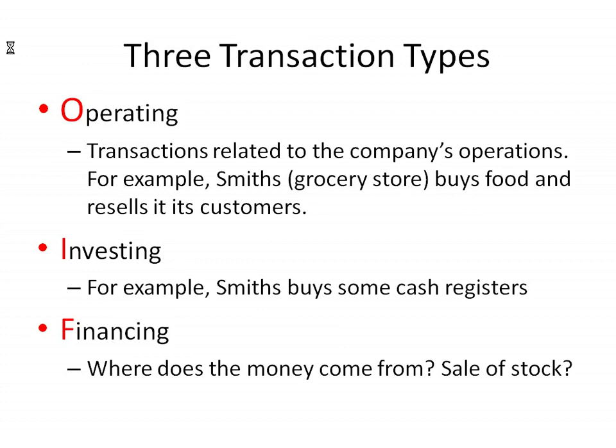Now what we're going to do is we're going to take all of the transactions for the year and we're going to break them up into our three transaction types: operating transactions, investing transactions, and financing transactions. So I have those, you see the red letters OIF. That's a good mnemonic. OIF, if you can remember that. And we're going to give examples on each one of these.